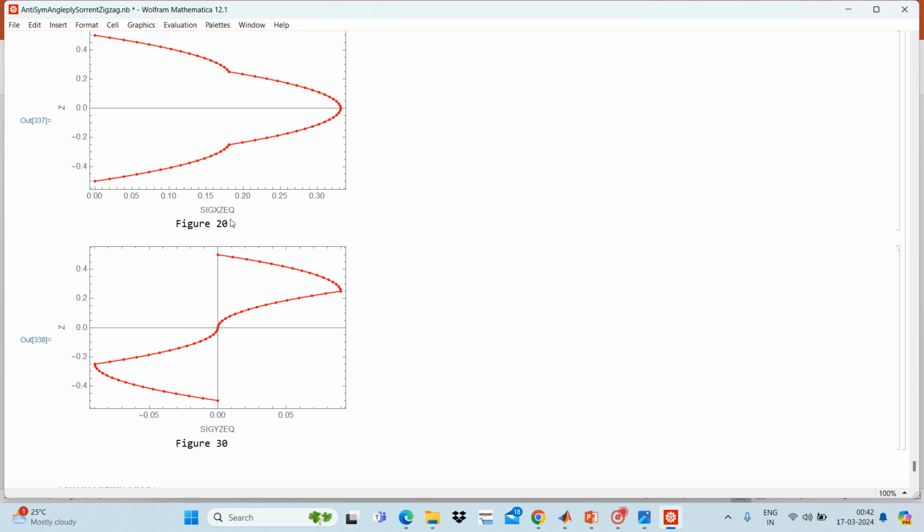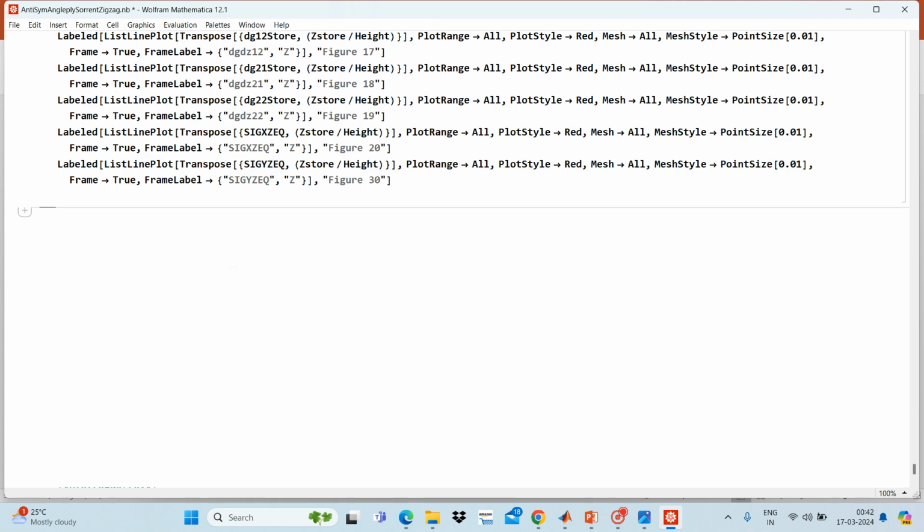So I think we have covered all the 4 cases here, but we have left the sandwich case right now. Okay, so we will see that sandwich case later.